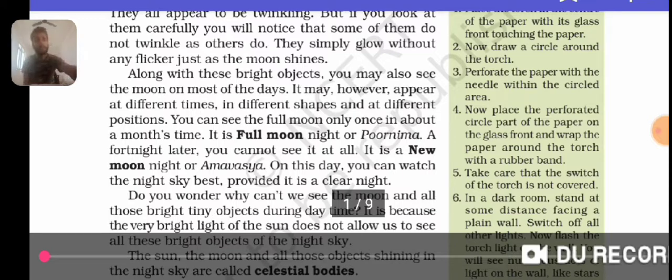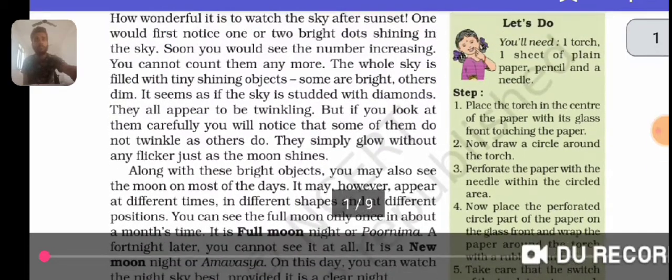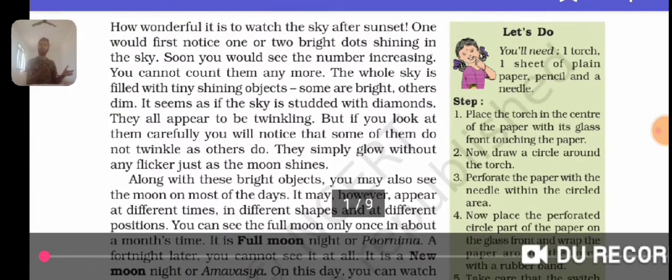If you have noticed the night sky, we can see the moon. And only once in about a month can we see a full moon. When we are able to see the full moon, it is known as Purnima.